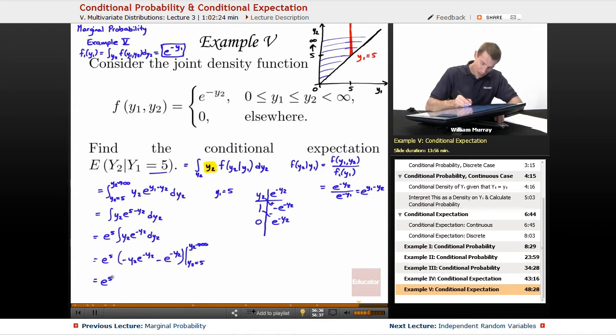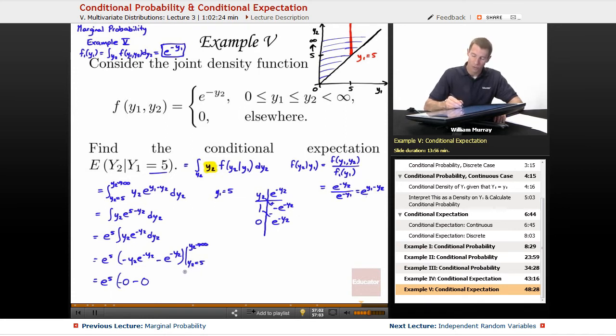So this is e to the 5th. Now, I see I have e to the negative y2 here. If I plug in infinity, that's e to the negative infinity, and even though that's multiplied by infinity, if I did a little L'Hopital's rule on that, it would still go to 0. And e to the negative y2 is still 0 when I have y2 going to infinity. So both of those terms drop out.